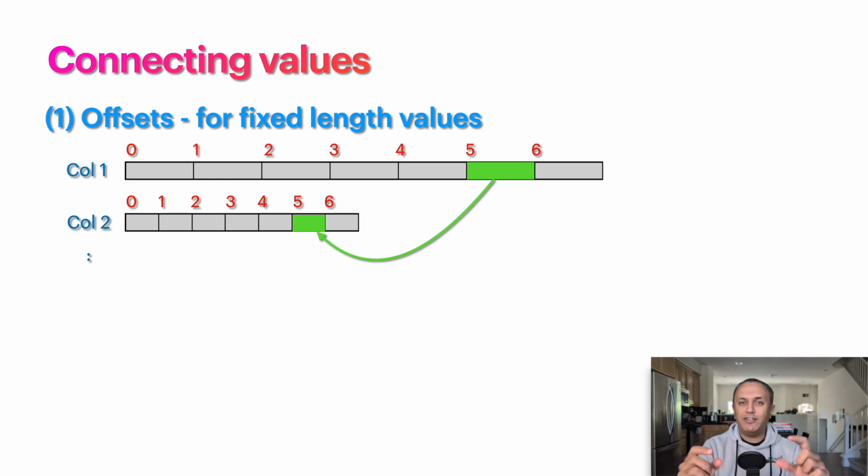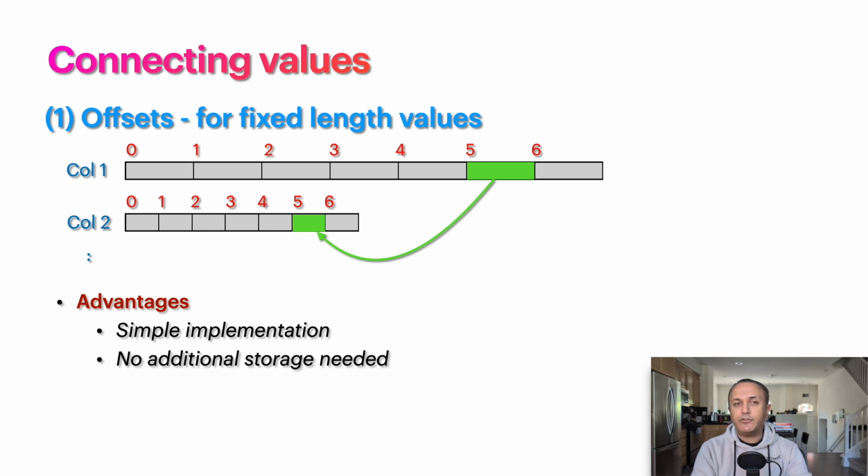So then we can basically reconstruct or stitch together the original row based on these values. All the values that exist at the same offset belong to the same row. The advantage of this approach is that it's simple to implement. You just need to match these offsets from different columns. You don't need to store any additional information. Again, this is just computation that happens on the CPU side. So this is the advantage for this.